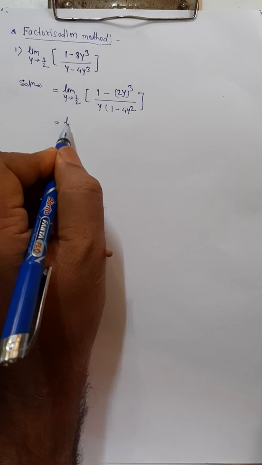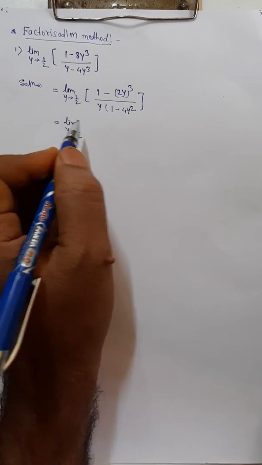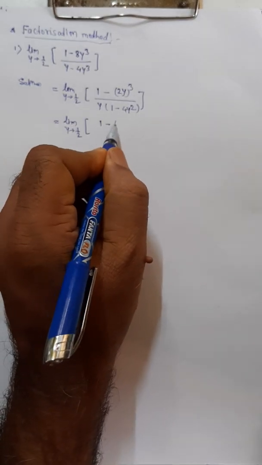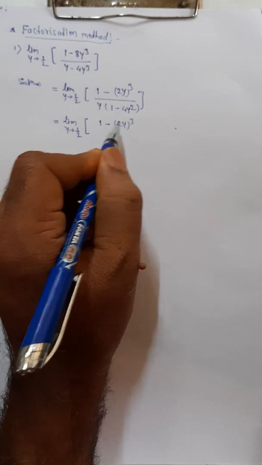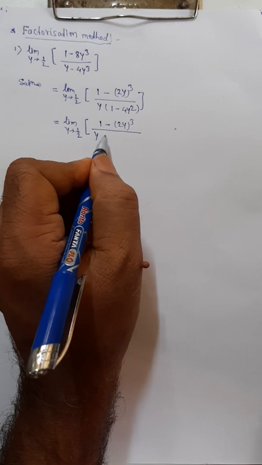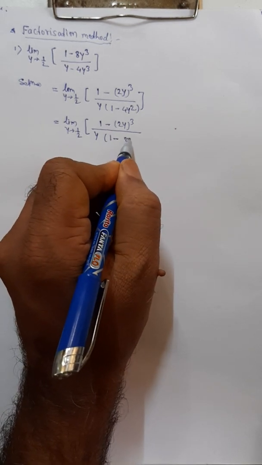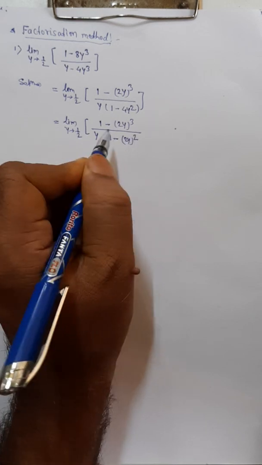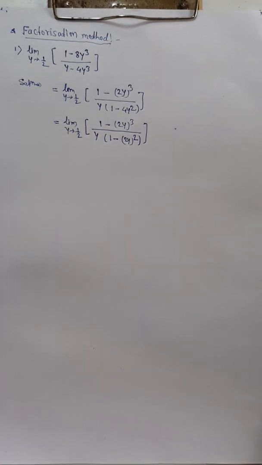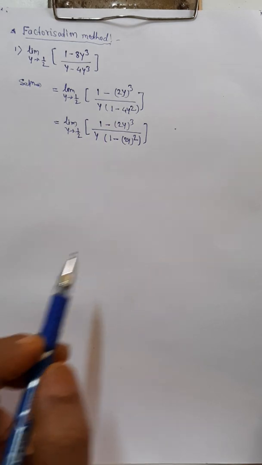So it is equal to limit as y tends to 1 by 2 in bracket (1 minus (2y) cube) divided by y. Again we can write 1 minus 4y square as 1 minus (2y) square. Then we apply a cube minus b cube formula and a square minus b square formula.